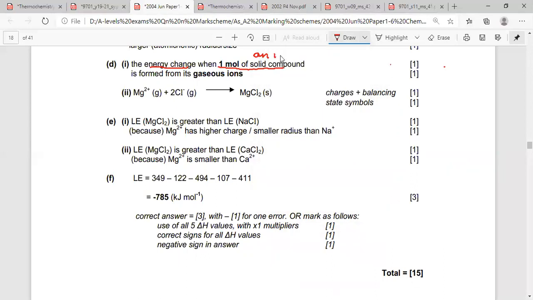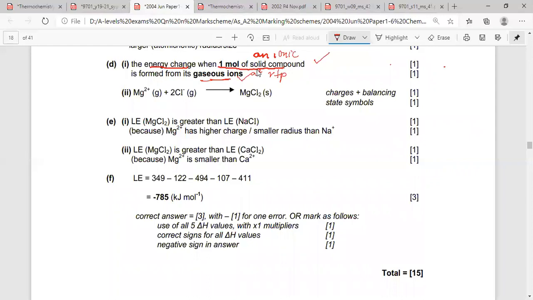of an ionic compound, 1 mark, is formed from its gaseous ions. You know, they put it in black, which means that you must include this one. You must say what? Add RTP, standard conditions. So 2 marks here.